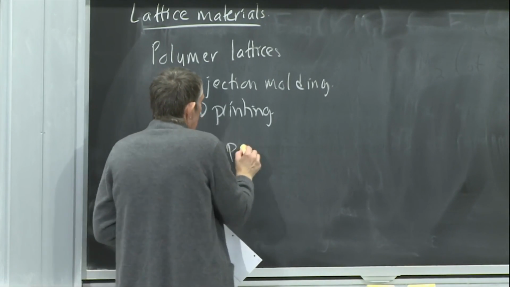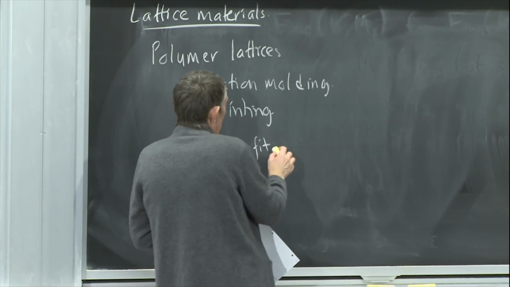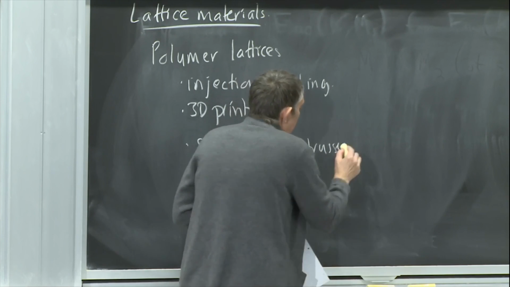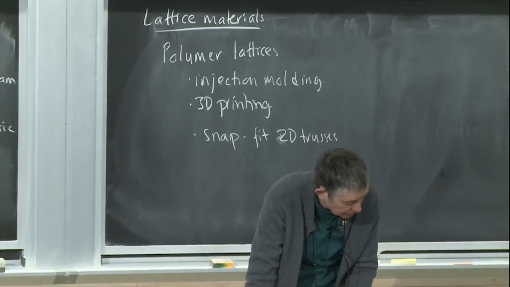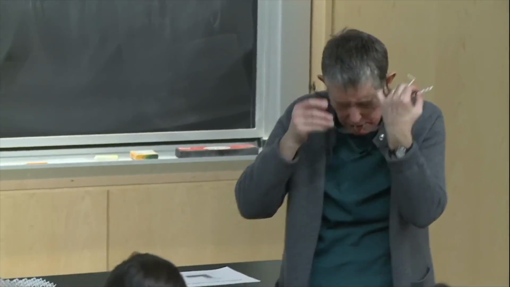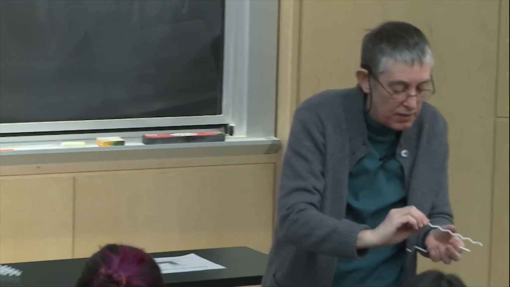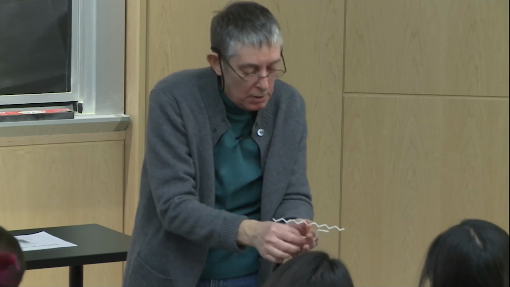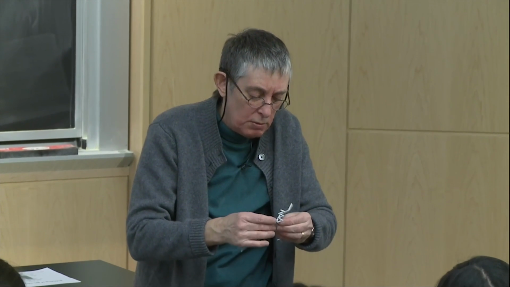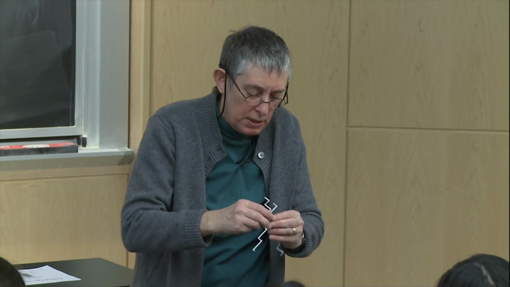You can also make trusses in 2D, and you can make them so that you can snap fit those together. So you can make little 2D trusses. So here's a little truss here, and here's another little piece of a truss here, and you can make little snap fit joints. Do you see how these ones have little kind of divots in them? And you can make it so that these things will fit together. Yeah, no, it's not that way. There we go. So you can kind of snap them together like that.